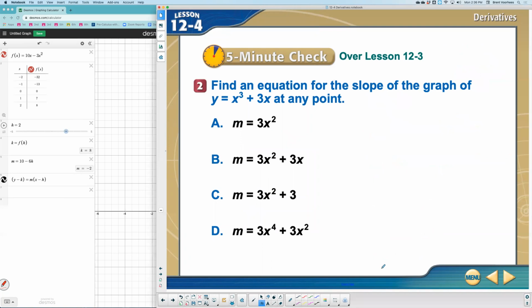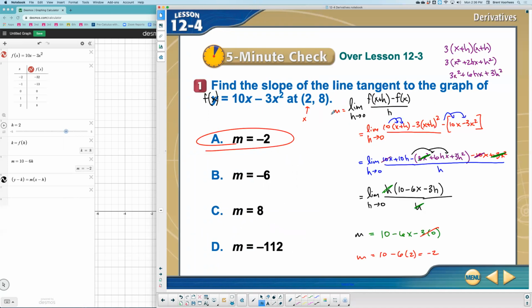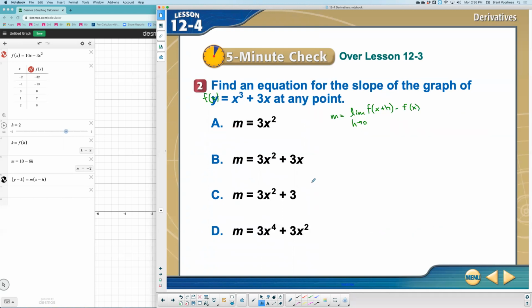It says find the equation for the slope of the graph y equals x cubed plus 3x at any point. So again, the way we did this is I treated that as f of x, so I could use the same formula. And so the slope m will equal the limit as h approaches 0 of f of x plus h minus f of x. And, you know, one thing we could have done last time is probably plugged in the 2 from the get-go. You know, might have simplified our problem, but it is what it is. And so let's continue on solving this one.